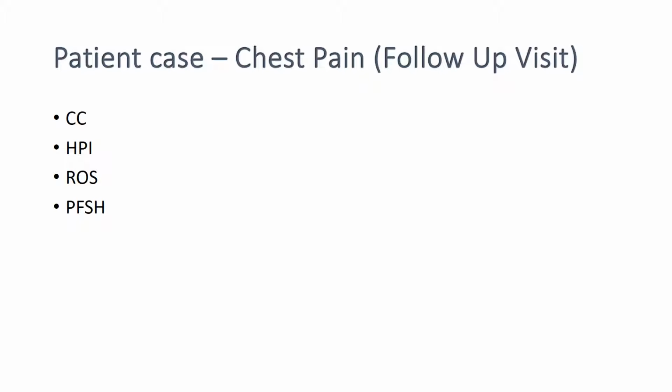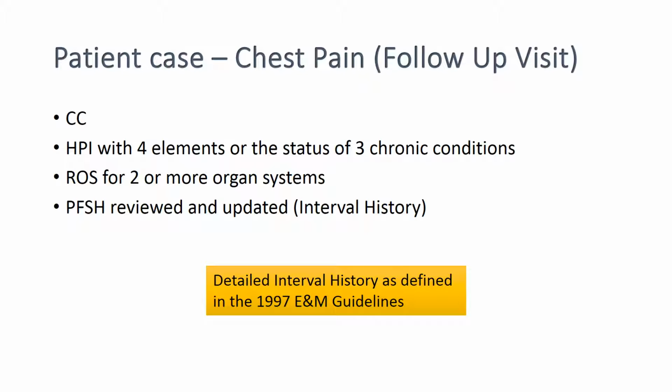So we're going to talk about the history first. We need a chief complaint, a history of present illness, a review of systems, and a past family and social history. So the HPI needs 4 elements for the status of 4 chronic conditions. The review of systems needs 2 or more organ systems, and a past family and social history is reviewed and updated as necessary. This is called an interval history, and this can be seen in detail in the 1997 E&M guidelines.